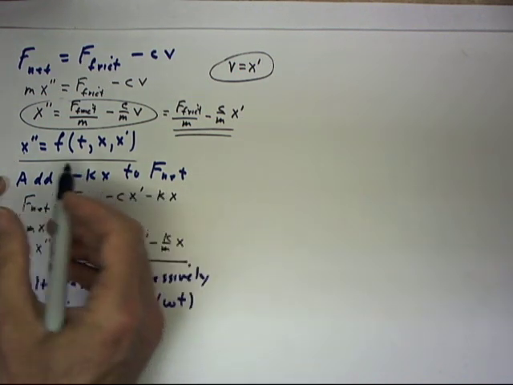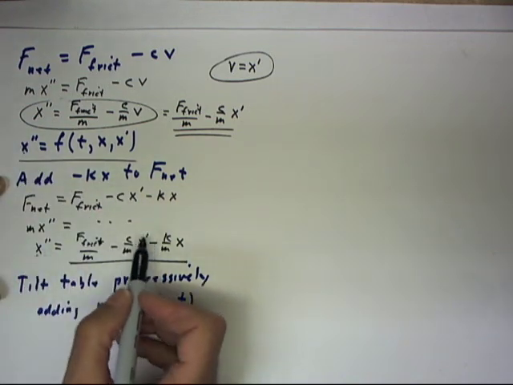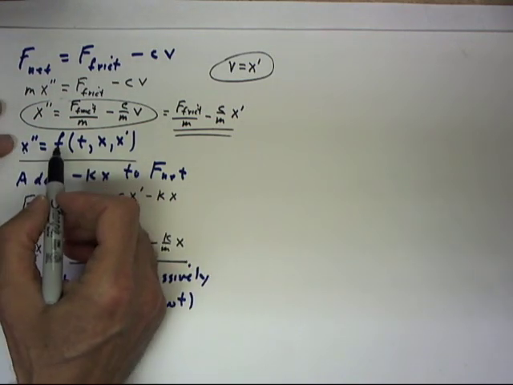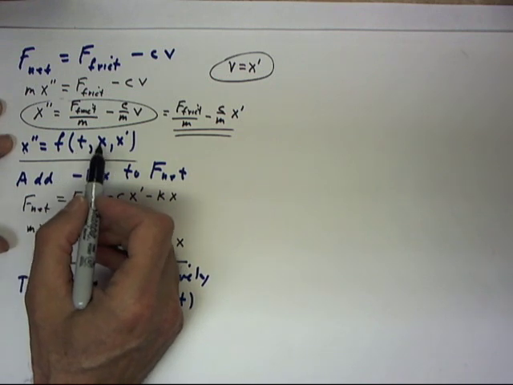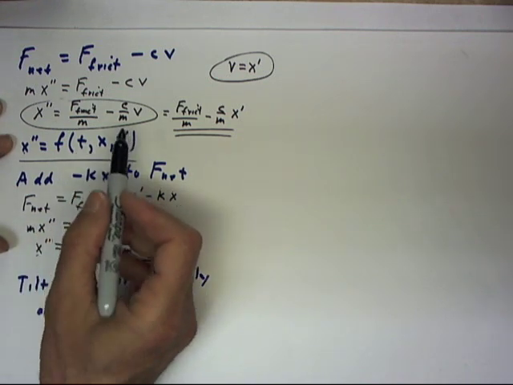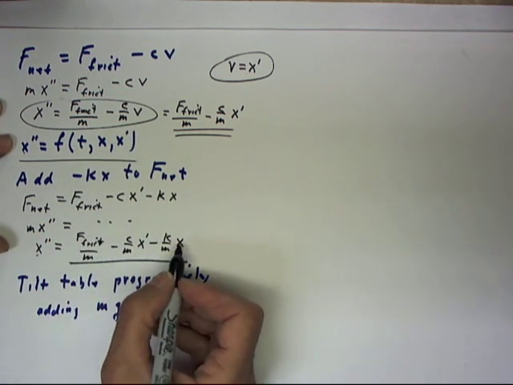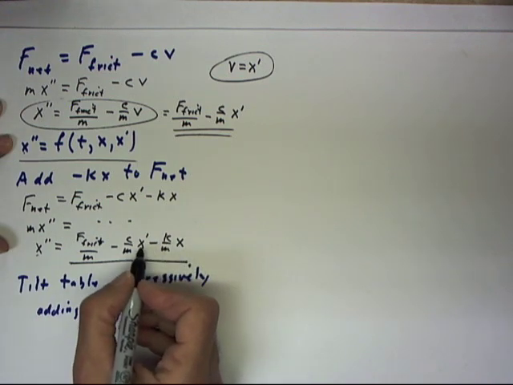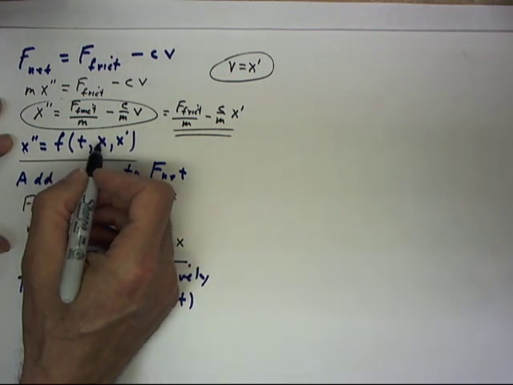And this is also of the form x double prime equals something, and that function would be a function of our clock time, our position, and the derivative of our position. And in this case we see that the position and the derivative of the position are now part of our function.